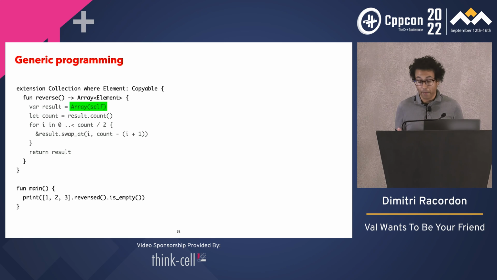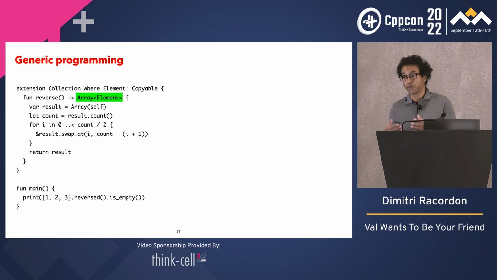Reverse looks like a regular method, but it's generic over any collection whose elements are copyable. And because it's a method, we can call it with the standard method syntax. So we get a very natural way to introduce and use generic algorithms.